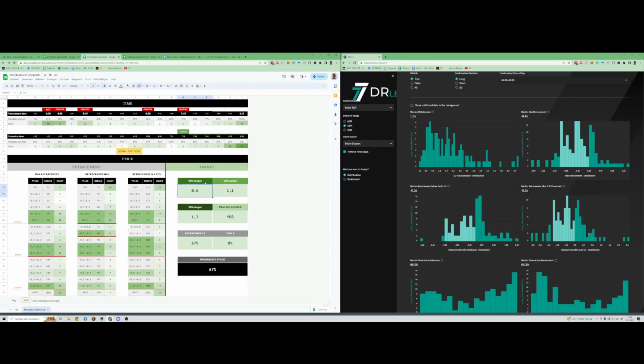Then on the right side we have the target. So I just use like an 80% target, low hanging fruit, then a 50% target, which is the target master aims for usually, the one left of the mode. And then you have the 30% target, which is the one actually right of the median. And then whether you should trail or not. And then also you can do a retracement probability and time probability calculation.